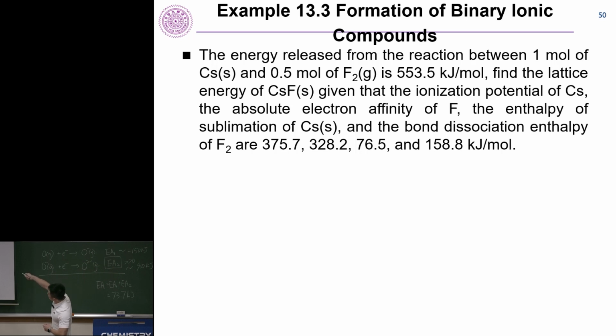All right. The energy released from the reaction between 1 mole of cesium and 0.5 mole of fluorine gas is 553.5 kJ per mole. Find the lattice energy of cesium fluoride given that the ionization potential of cesium, the absolute electron affinity of fluorine, the enthalpy of sublimation of cesium, and the bond dissociation enthalpy of fluorine are 374.7, 328.2, 76.5, and 158.5 kJ. All right, I'll leave this to you. About 5 minutes.